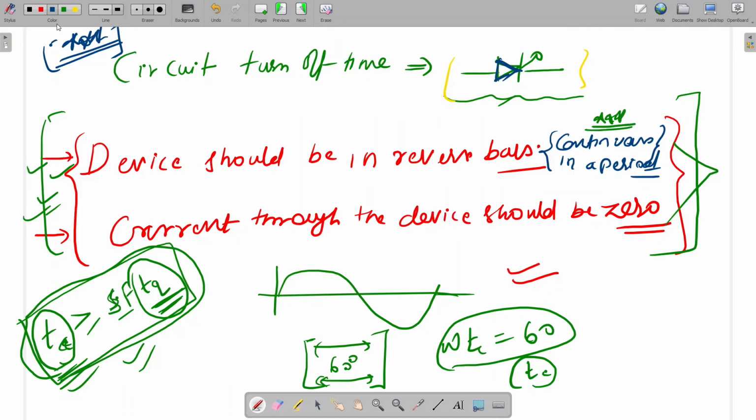Let's say this is a 360-degree cycle, and our device is in reverse bias here for some duration and some bigger duration here. So this only we will consider for the circuit turn-off time. Here someone can make a mistake, like adding this one and this one. No need to add them. The concept is it should be continuous in reverse bias in a particular period. Let's say this is the 2π period, and here the continuous reverse bias period is, let's say, this is 60 degrees and here 5 degrees.